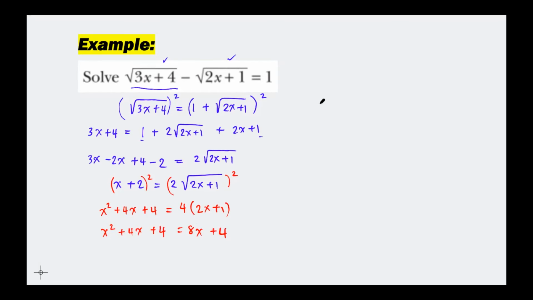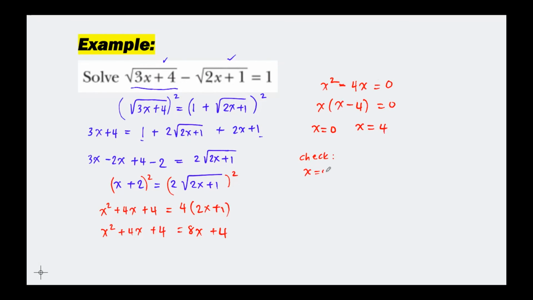And then combine the like terms. So that gives us x squared minus 4x. 4 minus 4 gives you 0, so we only have this. So that means we can factorize x. x minus 4 is equal to 0. So the values of x are x equals 0 and x equals 4. Now let us do the checking.